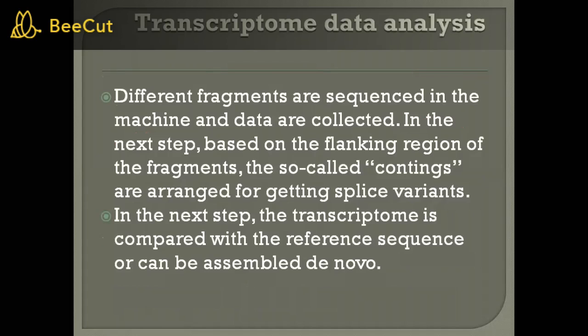Transcriptome data analysis. Different fragments are sequenced in the machine and data are collected. In the next step, based on the flanking region of the fragments, the so-called contigs are arranged for getting the splice variants. So in the data analysis, we have to find the flanking regions of those fragments. Wherever there is a flanking region, we can use that portion for the contigs. That means we can continuously arrange those fragments so that we can get the splice variants. In the next step, the transcriptome is compared with the reference genome or reference sequence, or can be assembled de novo.